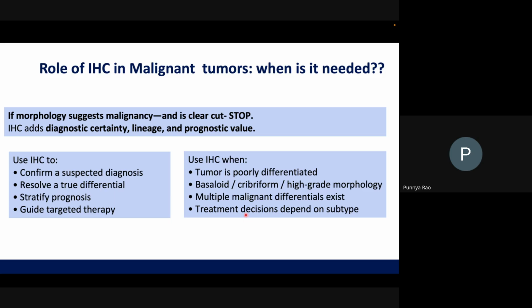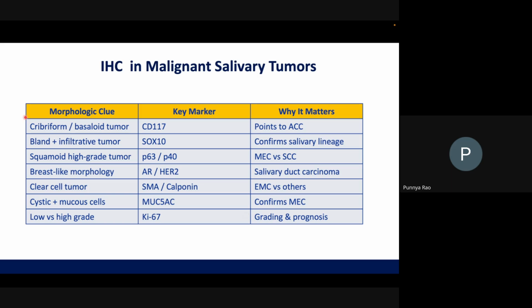So some common IHC markers which will help you to come to a diagnosis. You have a cribriform or a basaloid tumor, especially in the previous case where you had an ACC and a basal cell adenocarcinoma. Go for CD117.